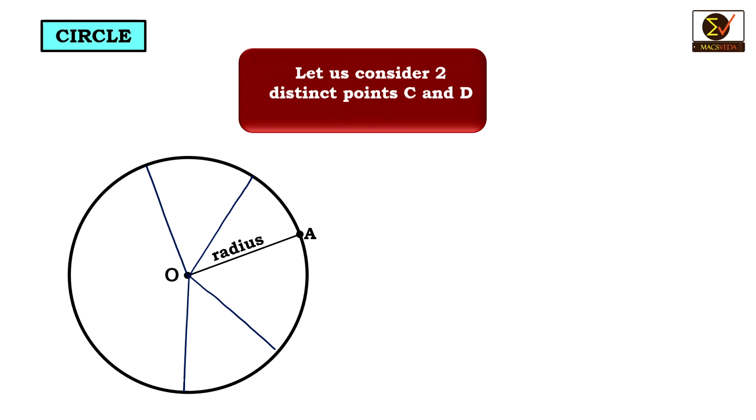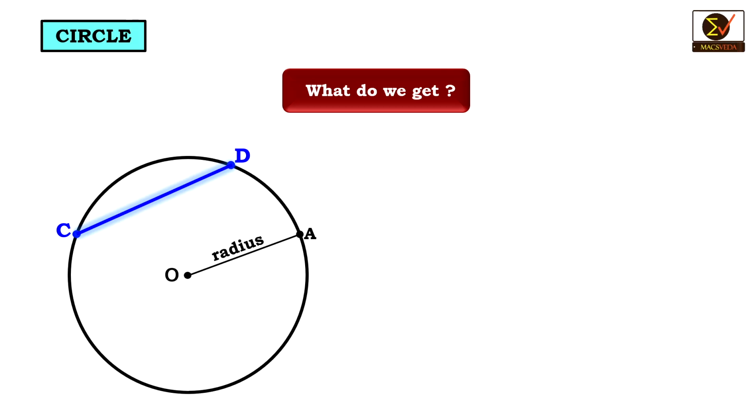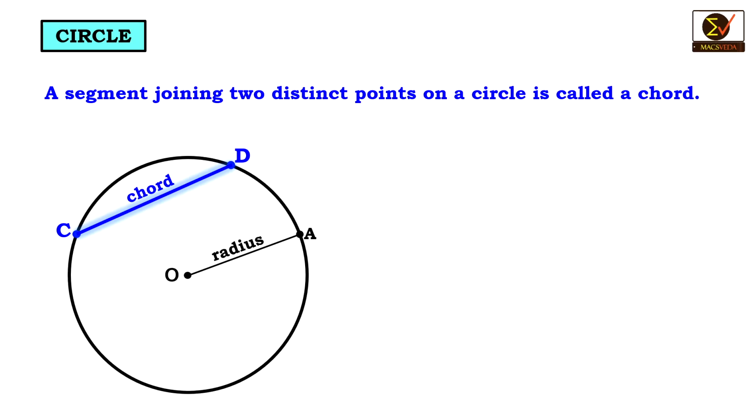Let us consider two distinct points, say C and D. Now let us join the 2 points. What is this line called? So it is a line segment, and such a segment is called a chord. So what is a chord? A line segment joining two distinct points on a circle is called chord.